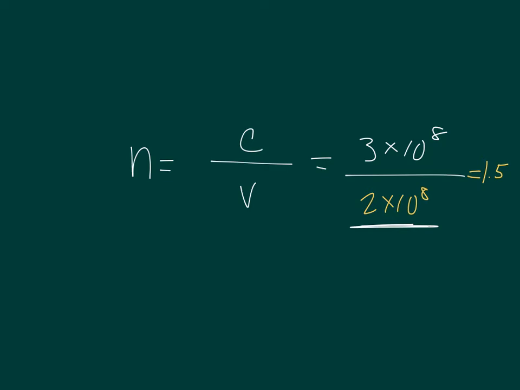3 times 10 to the 8. What are they? And what are the units of velocity? Meters per second divided by meters per second. What are the units? It's unitless. Okay, like mu, unitless. Okay? No units for n.